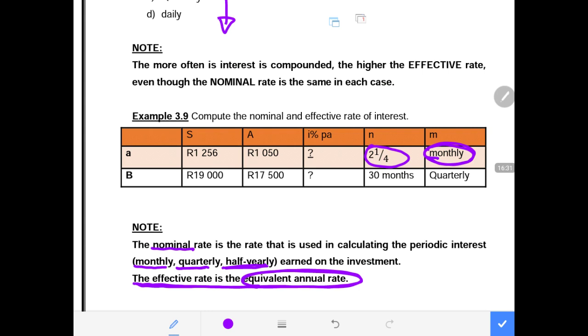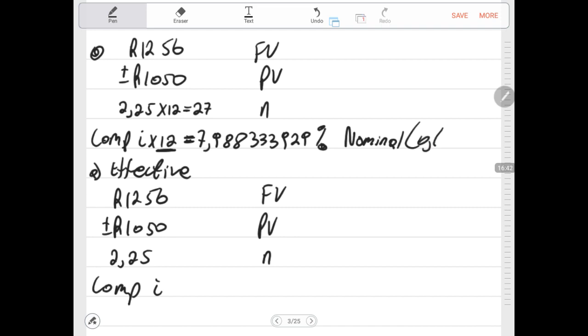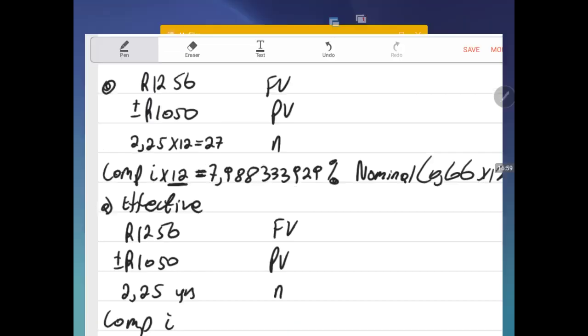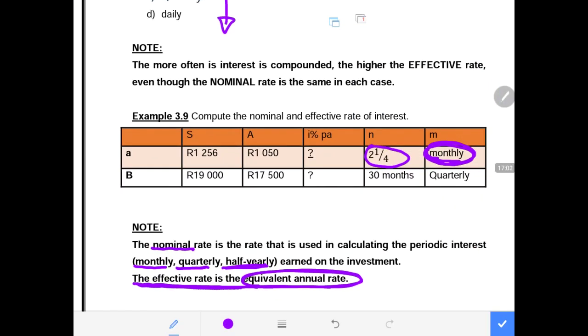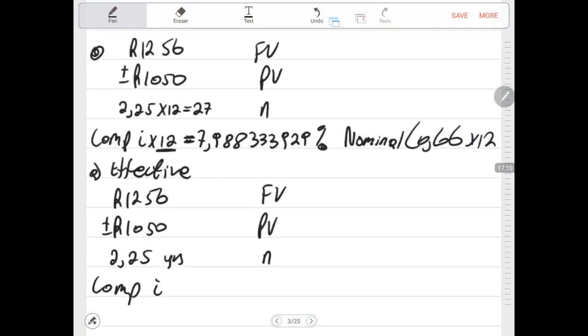When our n was based on the number of times the interest was compounded, then we got interest which was per month. If you remember in our calculations, the figure that I put here, that is 0.66, that was per month. Why? Because our n was per monthly compound in the entire period. So hence we had to multiply by 12. But in this case, our n must be in years so that our interest will also be in years. Why interest to be in years? Because our effective rate of interest is equivalent to an annual, meaning yearly equivalent. So we need our n to be in years so that our interest will also be in years.